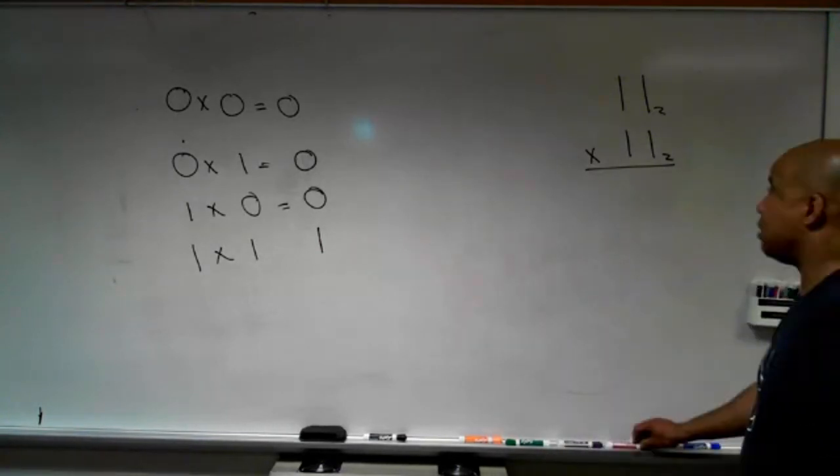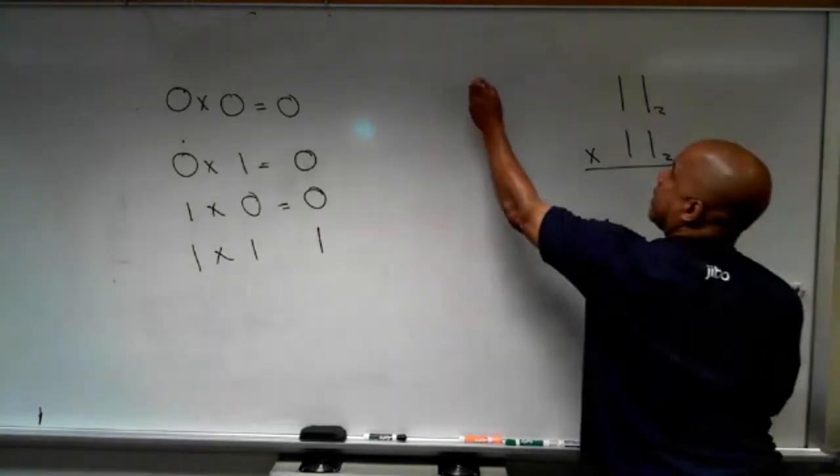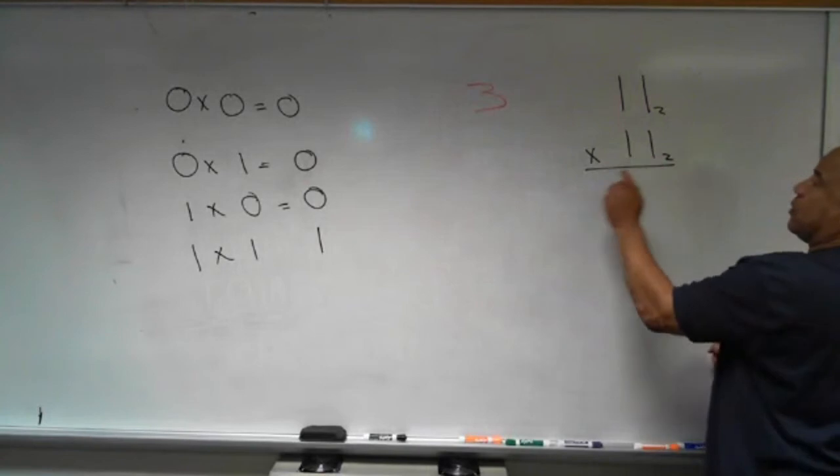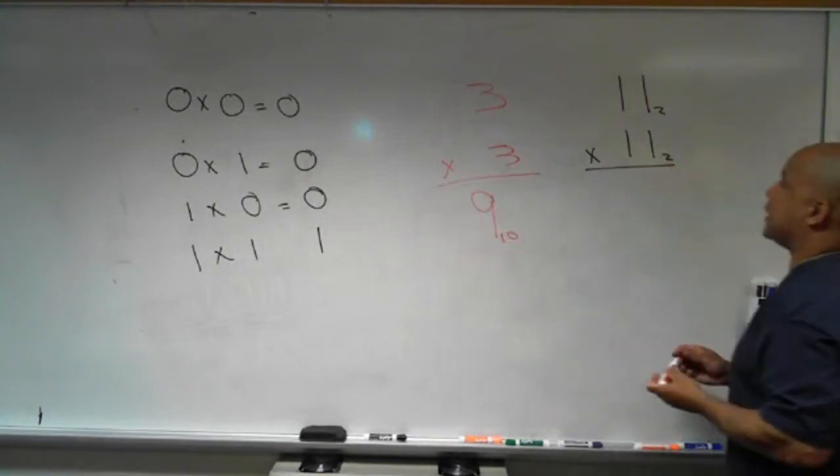Okay, so I have that's a 2 and a 1, that's a 3. That's another 2 and a 1, so that's a 3. So I'm multiplying 3 times 3, and then base 10, that gives me 9.